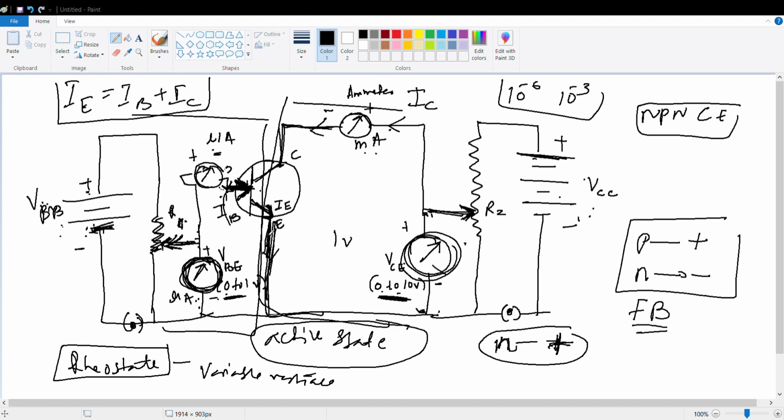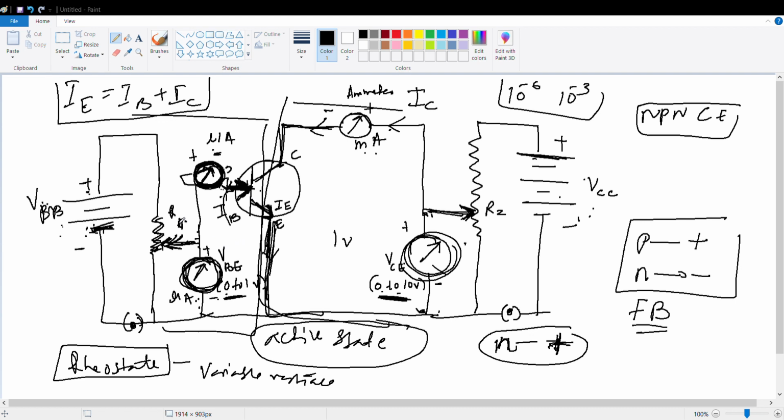And now what I am doing? So keep VB constant. Maybe I'll put something like 10 microamperes. And how can you measure? You can measure through the ammeter. Yes or no? Yes, sir. Ammeter is there. So I am keeping 10 microamperes. So change the VB in such a way that you get 10 microamperes as the ammeter reading. So 10 microamperes, your IB is constant.